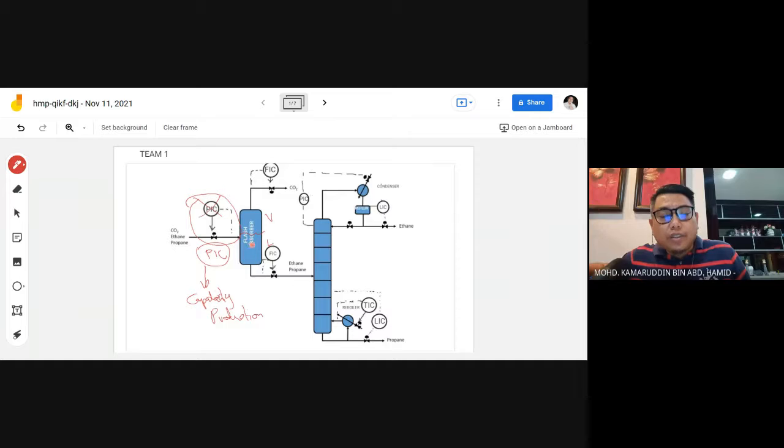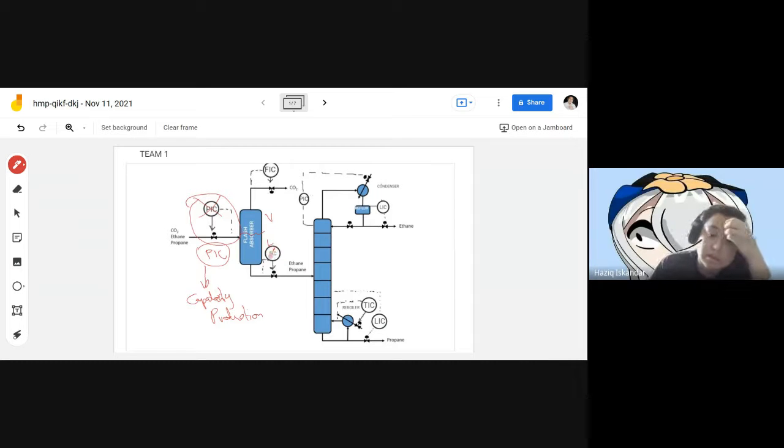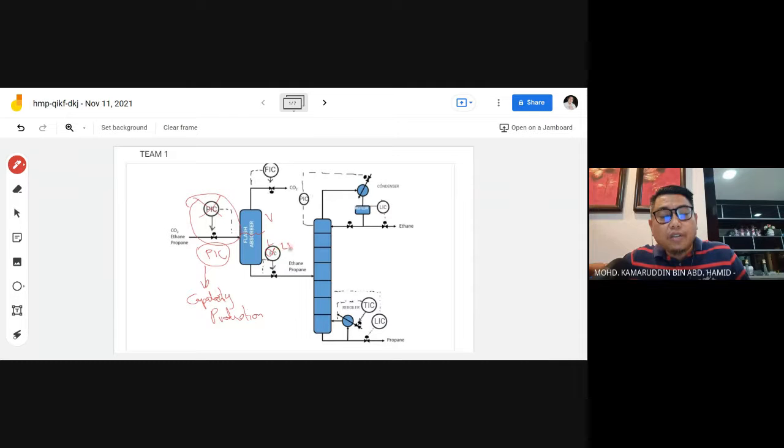As I mentioned yesterday, what will happen if you have an accumulation of liquid inside the vessel? So apa yang kita perlu control? It's not a flow here. Level. So basically here is a level indicator controller. You need to control level since you have accumulation of liquid inside the flash. Okay, so this should be a liquid.